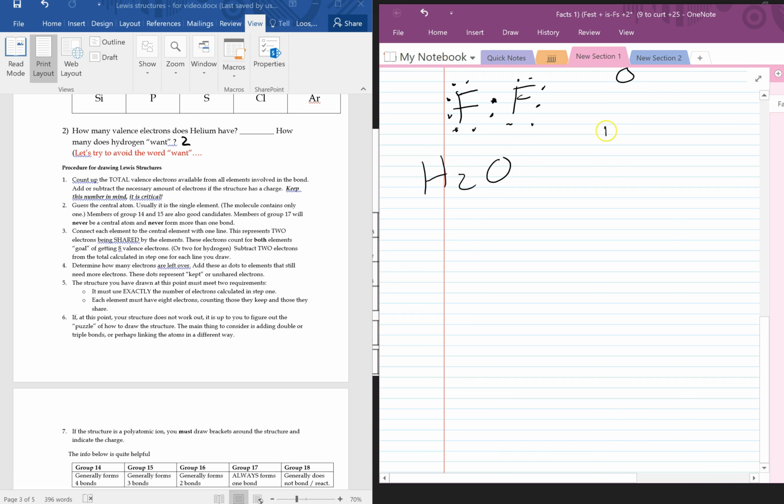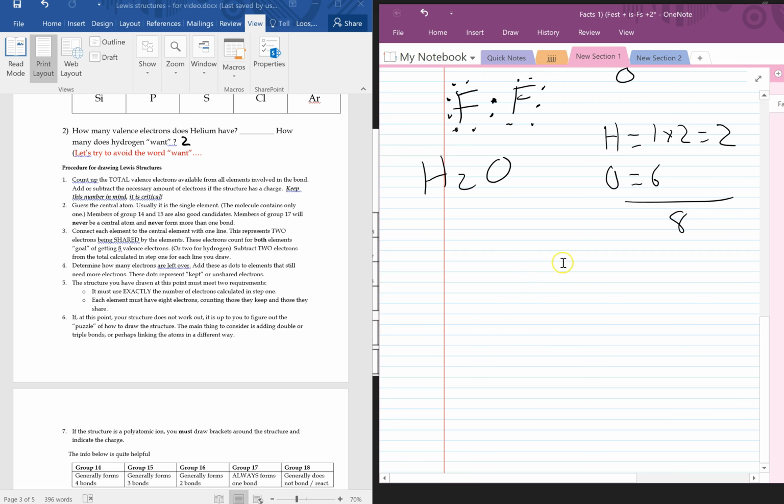Okay, so we're going to count up the valence electrons. Hydrogen has 1 valence electron, but there's 2 of those, so that's 2. So I'm just doing step 1 here. Oxygen has 6 valence electrons, so that's a total of 8. So I did my step 1.